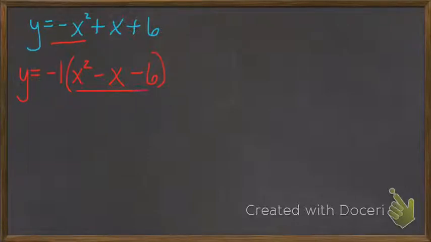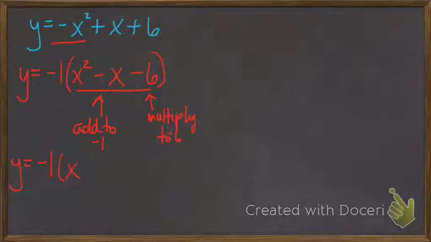Now, this is a simple trinomial that can be factored using two numbers that multiply to negative 6 and add to negative 1. So we need to multiply to 6, I should say, sorry, negative 6, and add to negative 1. So in factored form, this is going to be x minus 3 and x plus 2. So now we know our zeros are positive 3 and negative 2.